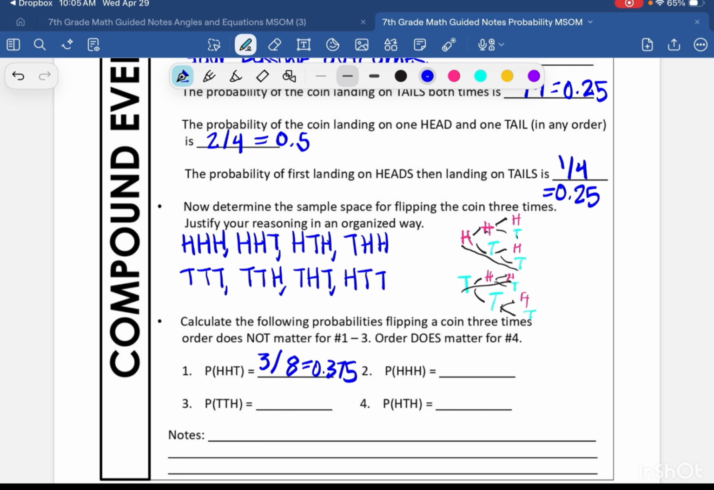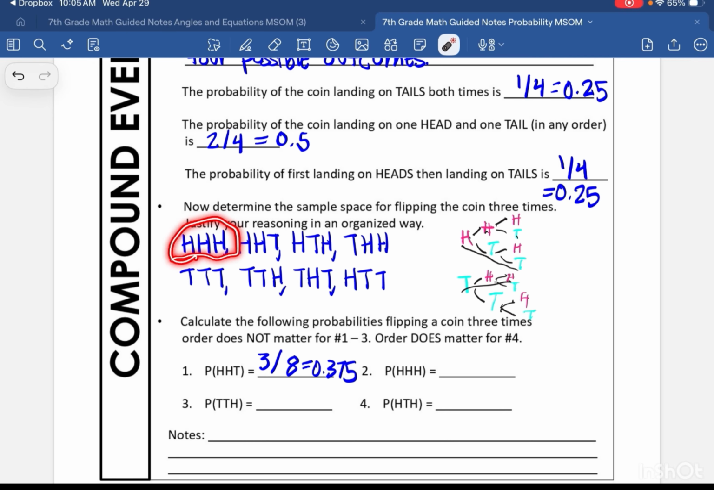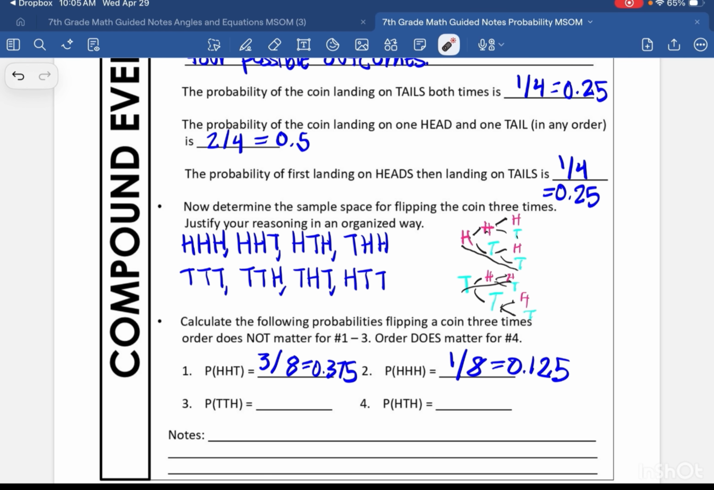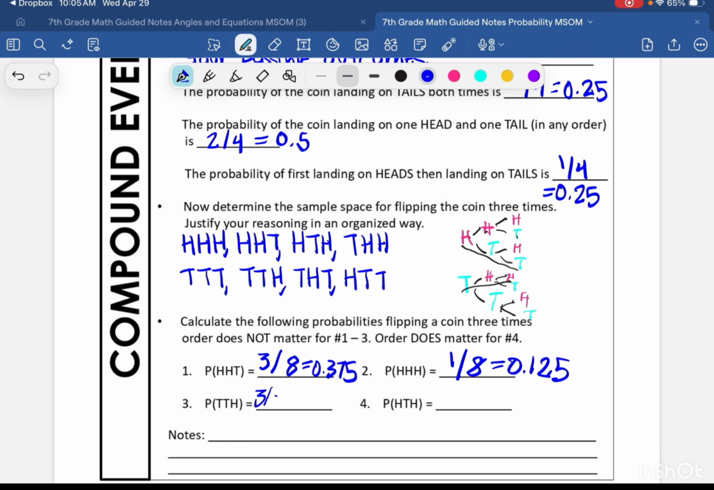Number 2, probability of getting 3 heads. There's only one way to get 3 heads. So that's going to be 1 in the same sample space, 1/8. You can change that to a decimal, 0.125. Okay, third one, 2 tails and 1 head. Order doesn't matter. 2 tails, 1 head, 2 tails, 1 head, 2 tails, 1 head. The probability would be 3/8, as a decimal, 375 thousandths.